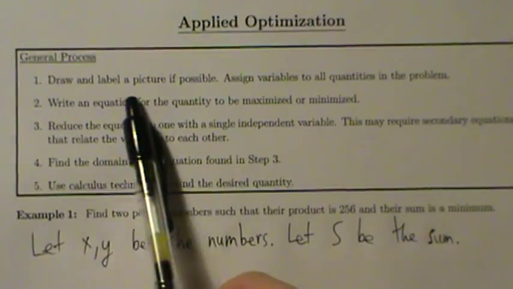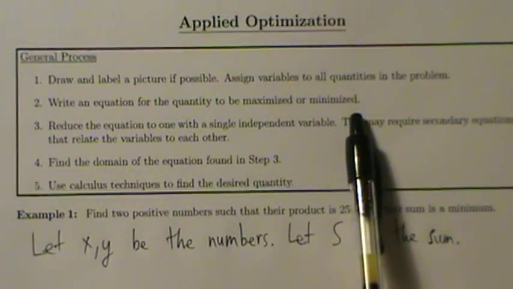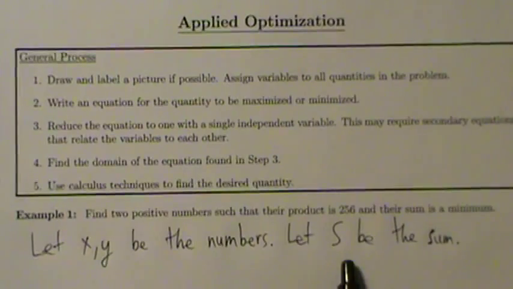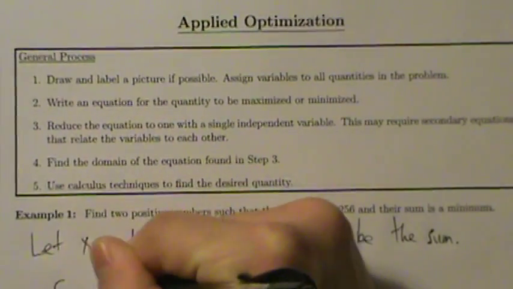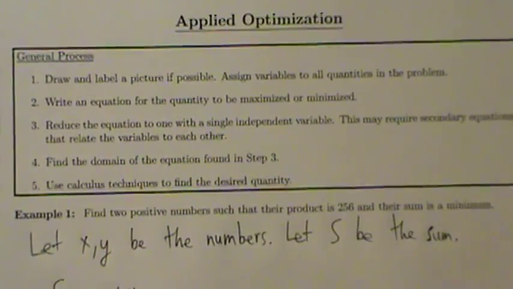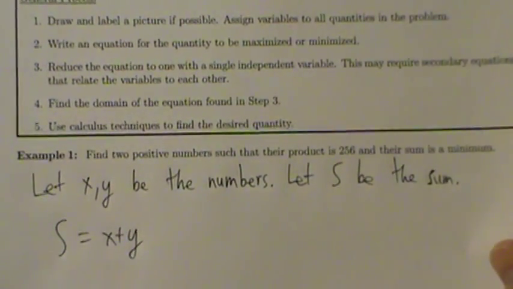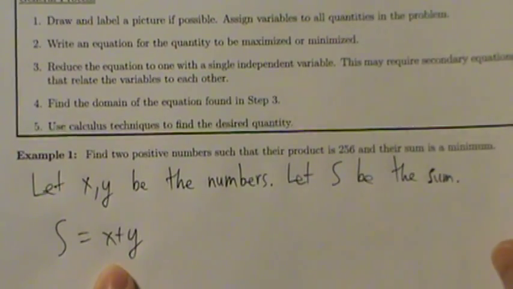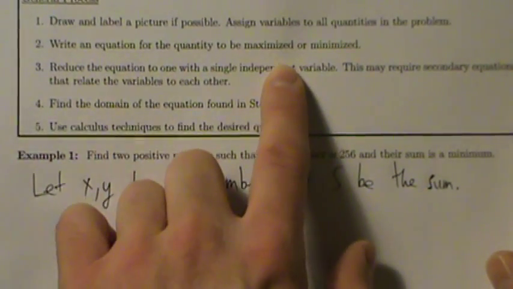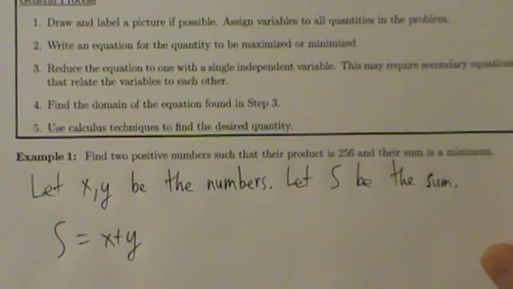Now step two, write an equation for the quantity to be maximized or minimized. Here we're trying to minimize S. And what is S? It's the sum of x and y. So big S equals x plus y. That's it for step two: write an equation for the quantity to be maximized or minimized. Now step three.